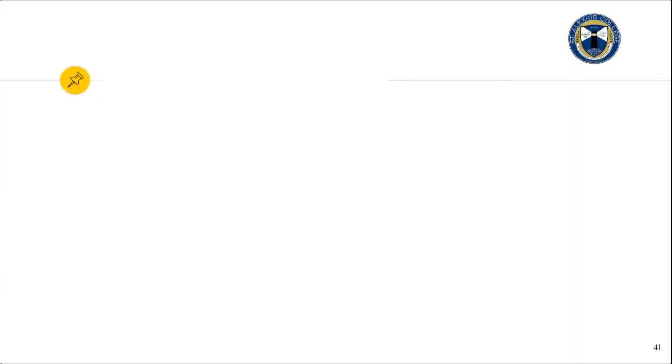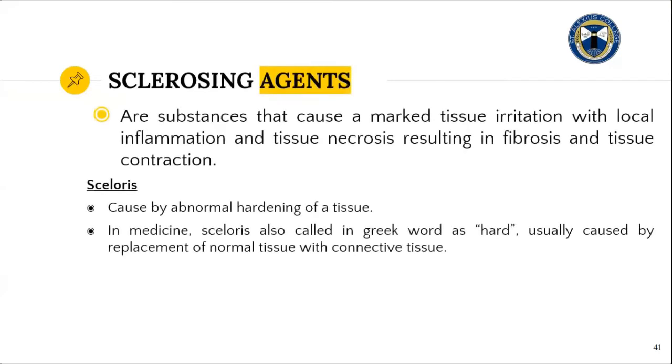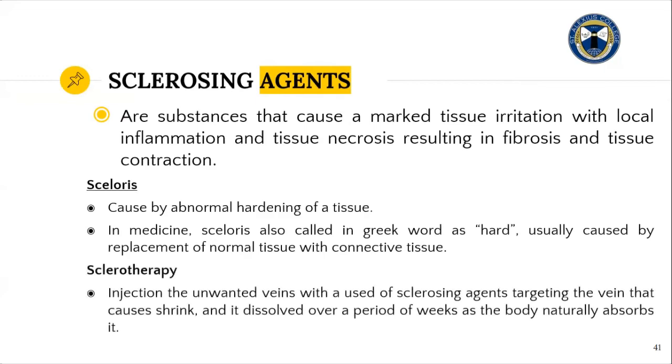Necrosing agents are the substances that cause a marked tissue irritation with local inflammation and tissue necrosis resulting in fibrosis and tissue contraction. The terms to be remembered are sclerosis and sclerotherapy. Sclerosis is a condition caused by abnormal hardening of a tissue, and in medicine, sclerosis comes from the Greek word for hard, usually caused by replacement of normal tissue with connective tissue.